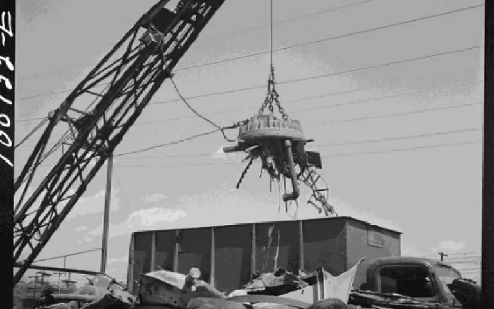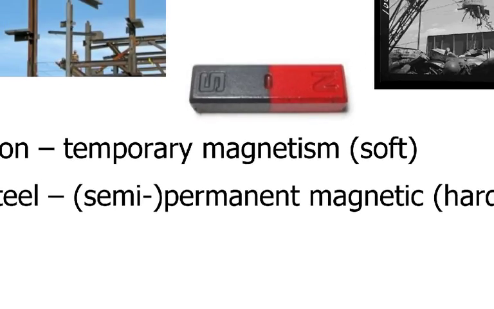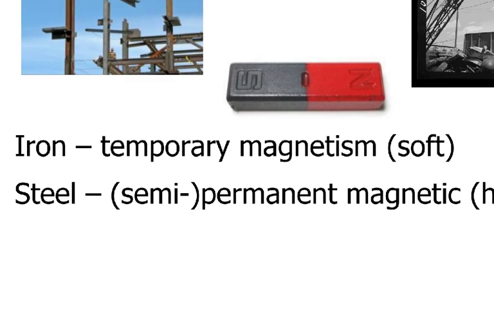If you did this same thing with steel instead of iron, you'd basically make a magnet, and then you'd turn it off and it would stay magnetized and everything would stay stuck to it, and that's no good, right? So for an electromagnet, you use iron as the core.